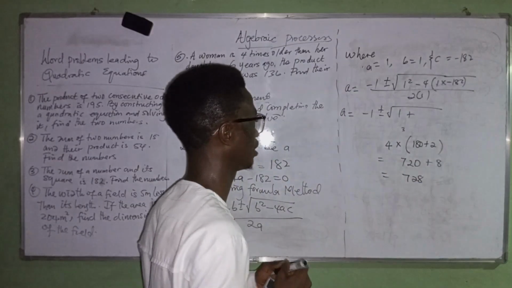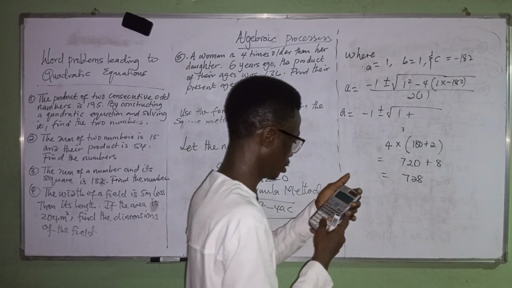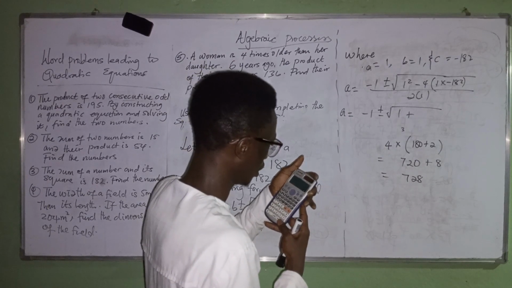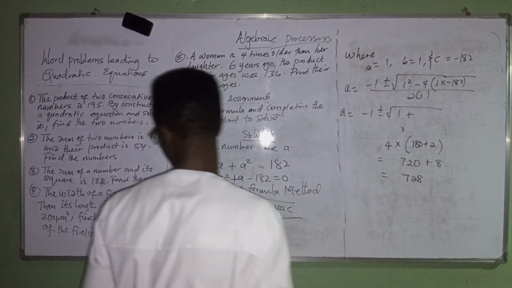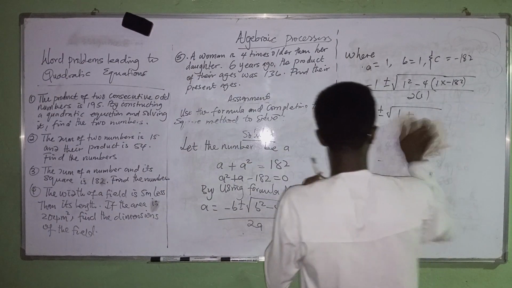And let's prove that and see if that's it. So 4 multiplied by 182. Let's see, we have 728. Okay, so that's one way for you to multiply numbers.